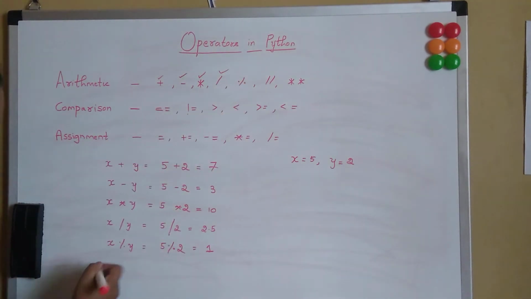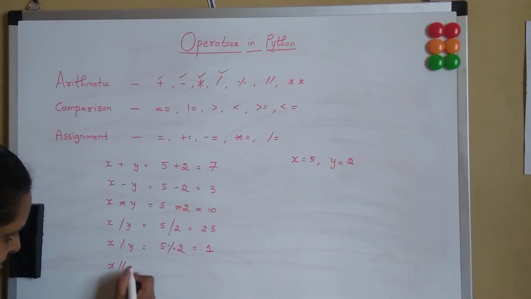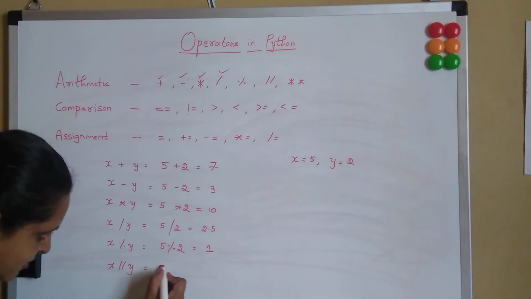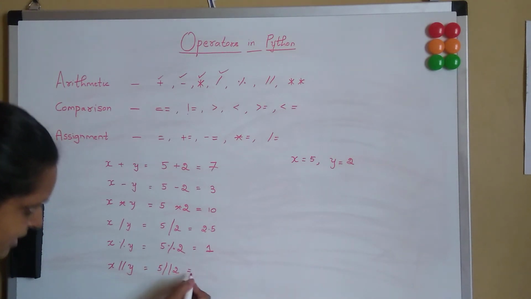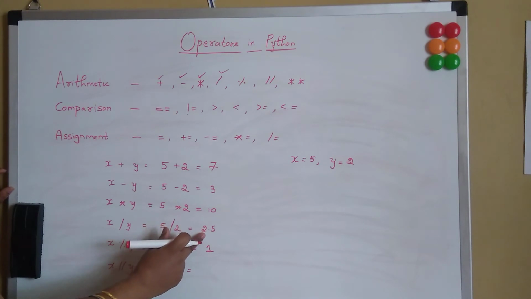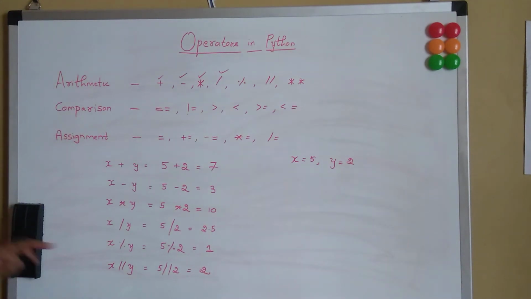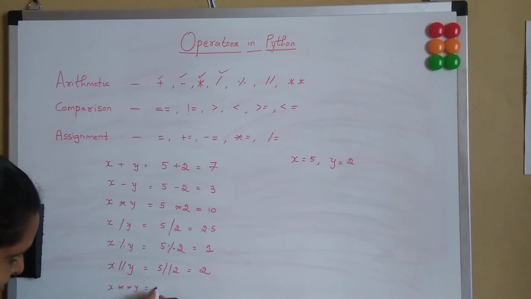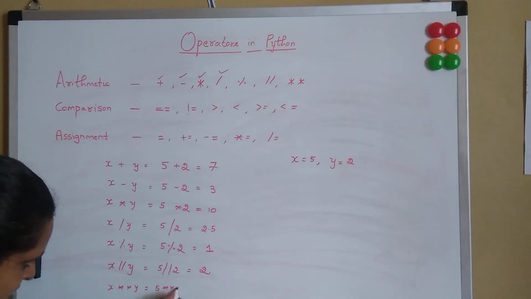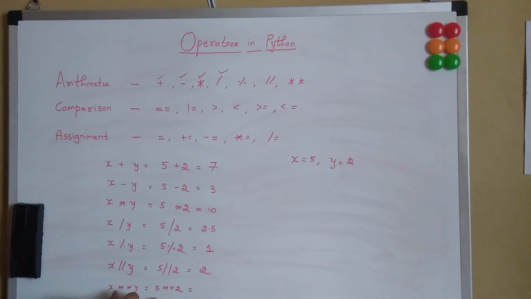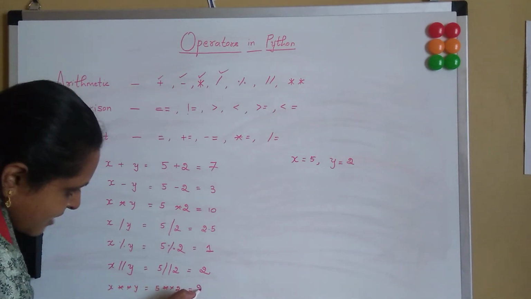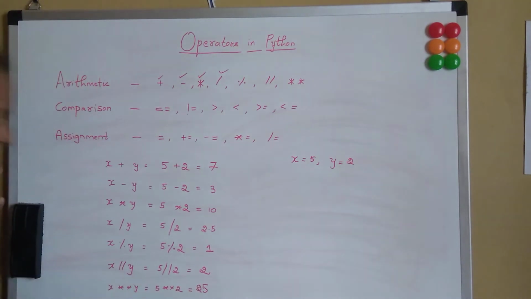Next is the floor division. x floor division y gives 5 floor division 2 and it gives only the integer part of the division. It will not return the decimal part. So it will give the value equal to 2. Next is the exponential. When I do x exponential y, it will be equal to 5 exponential 2, which is nothing but 5 into 5, which will give the value equal to 25.